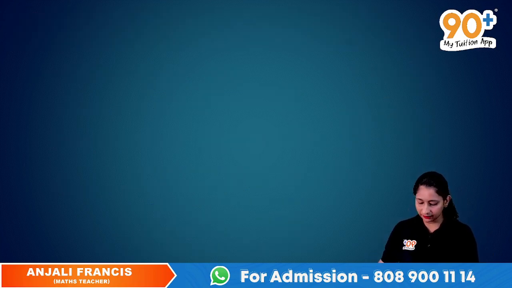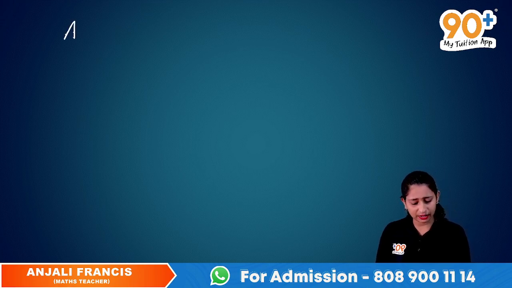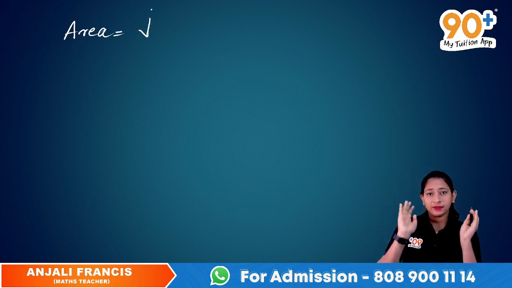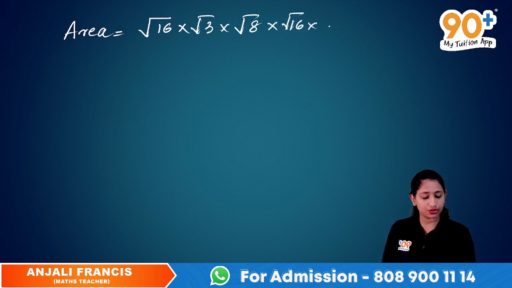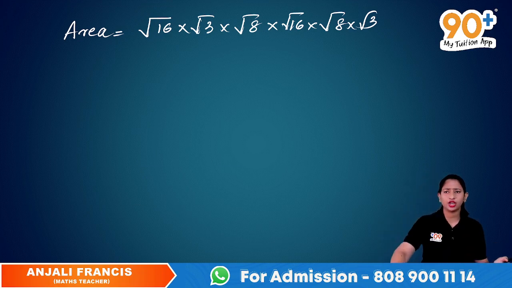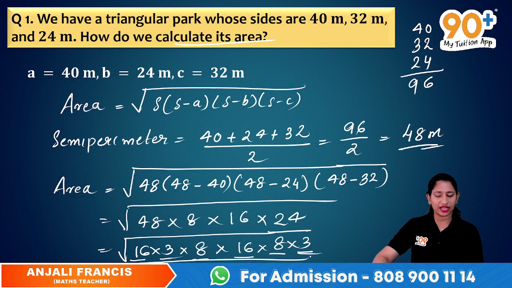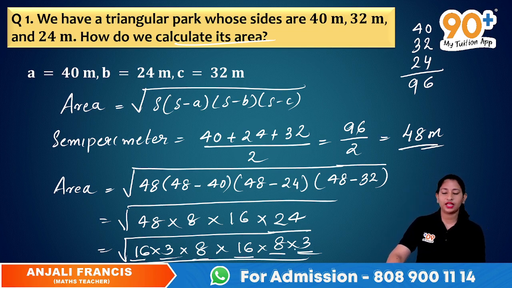Area is equal to root of, let us write this separately. We need to separate this, right? So here we are writing root 16 into root 3 into root 8 into root 16 into root 8 into root 3. We have split all these values. So root 16, root 3, root 8, root 16, root 8, root 3.